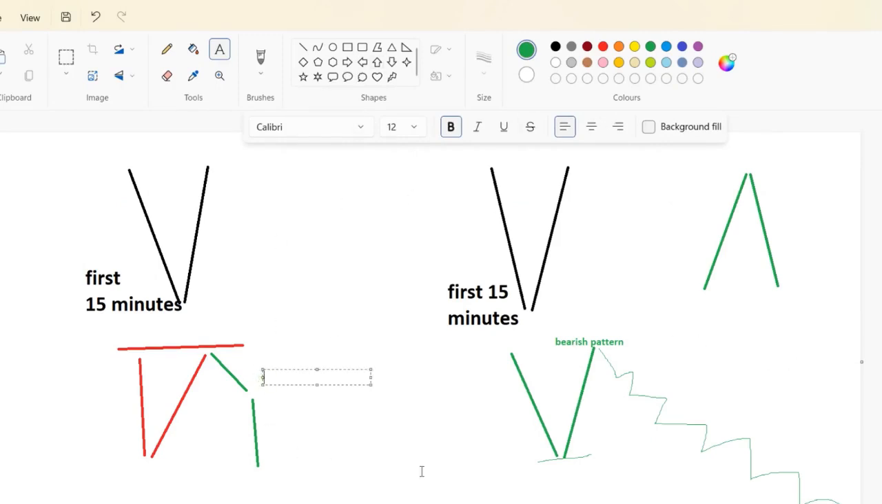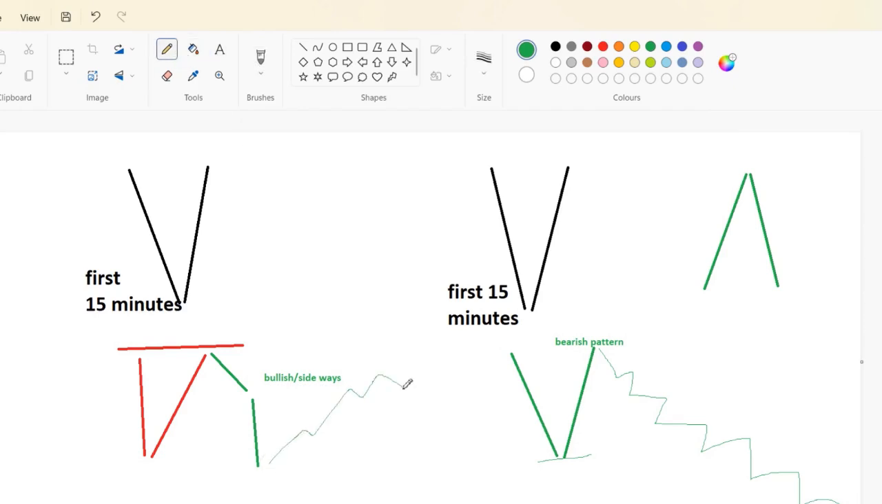This, we can call it bullish or sideways, because what's going to end up happening after we do the V and then a pullback, one of two things will happen. We continue upwards like this, or we go sideways that way. Okay, so this is a bullish sideways pattern, and the bearish pattern is the next one, and they're both V shapes, by the way. They all start with a V shape.